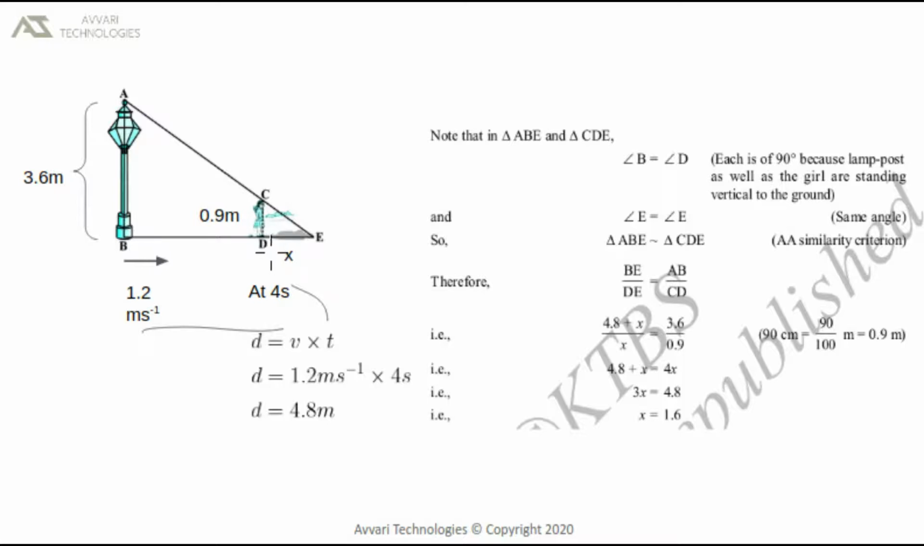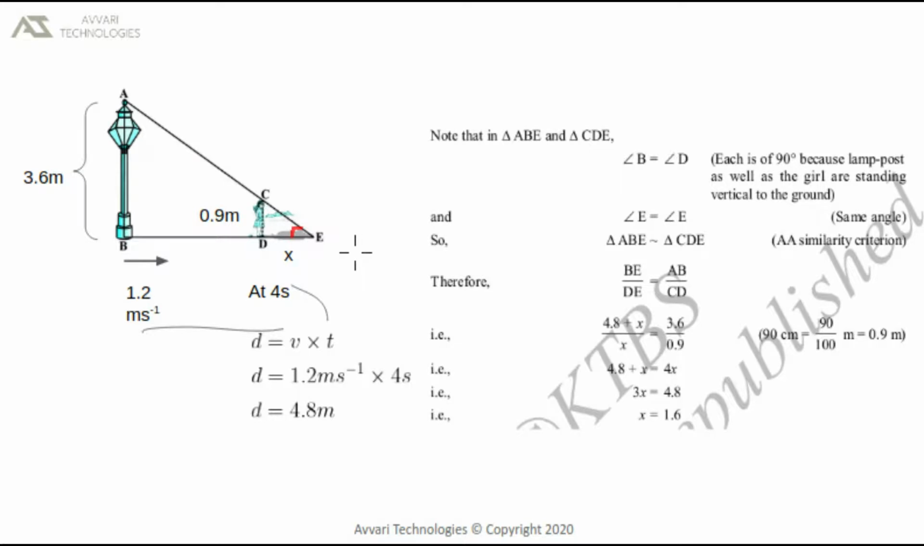Now let us call the distance DE equal to x. We can notice that triangle CDE is similar to triangle ABE, so that we can apply the basic proportionality theorem. Note that in triangle ABE and in triangle CDE, angle B is equal to angle D. They are perpendicular to the ground. The pole is standing perpendicular to the ground and the girl is walking perpendicular to the ground. And angle E of triangle ABE is equal to angle E of triangle CDE.